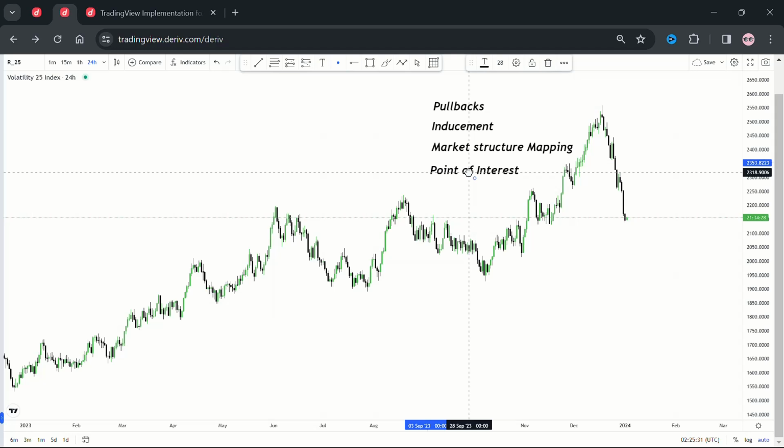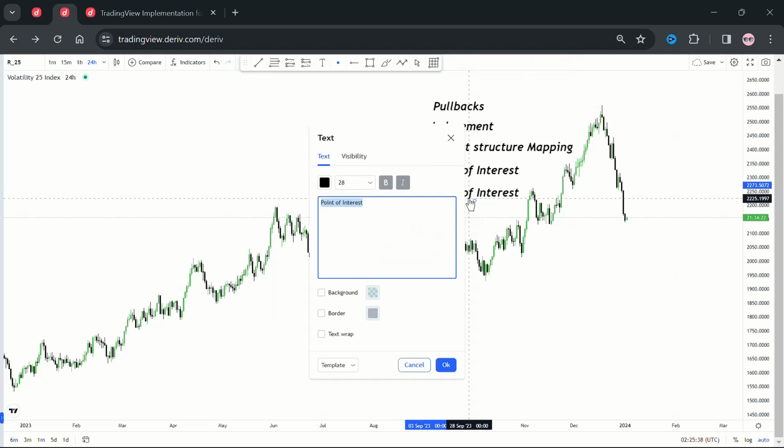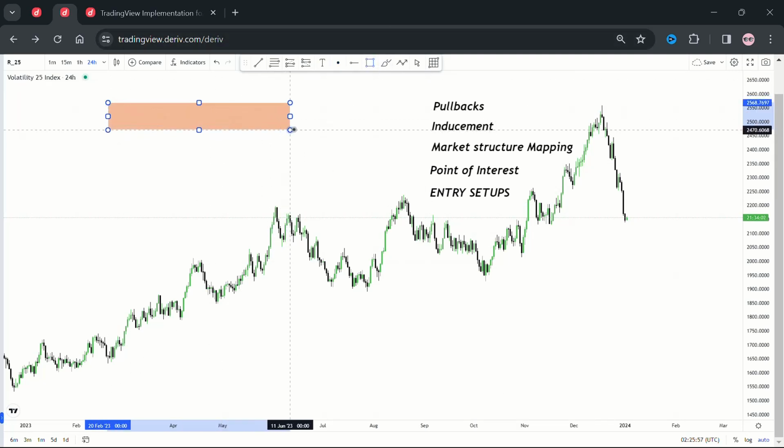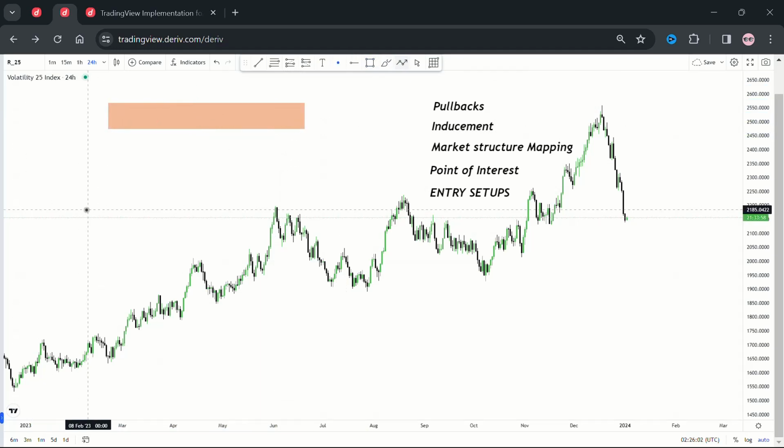So after point of interest, then you look for what? Entry setups. Okay, I can give an example. I've seen a lot of you doing this. This is your point of interest, and then the market is moving like this.